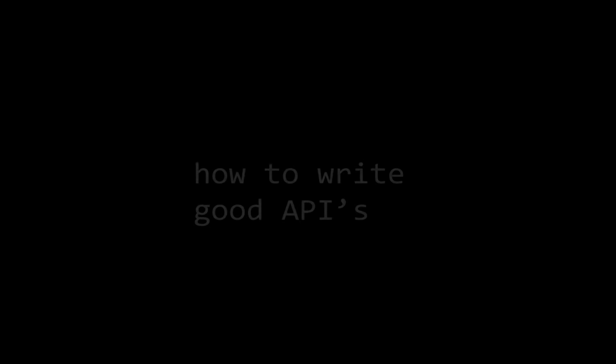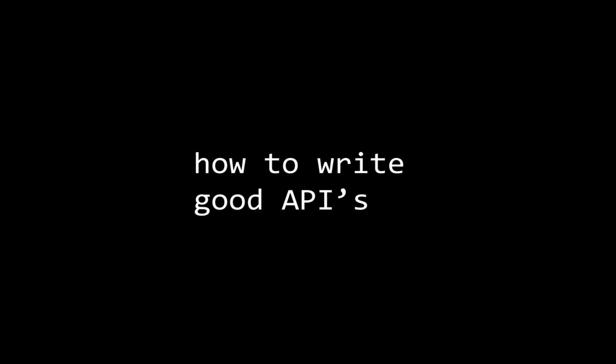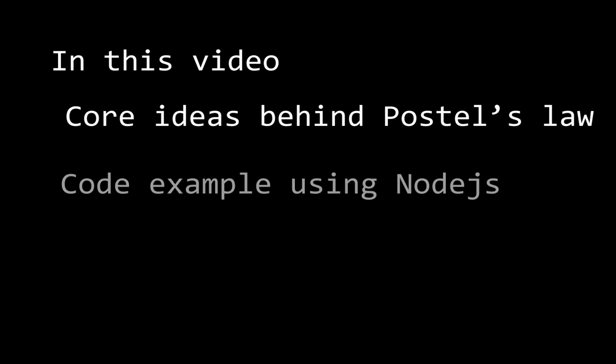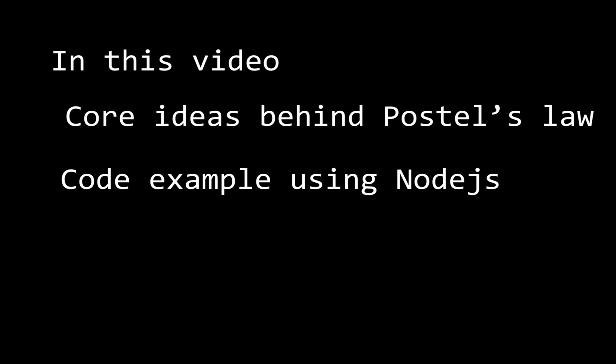Hey everyone, welcome to this video where we are going to talk about how to write good APIs in Node.js using Postel's law. Postel's law is also known as the robustness principle and it can help you make your APIs more reliable, user-friendly and adaptable. So in this video, we'll cover the core ideas behind Postel's law and show some practical code examples for implementing it in your Node.js API.